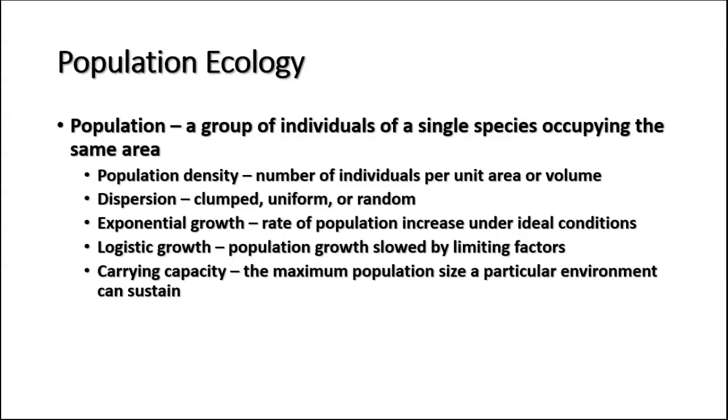Dispersion, of course, is how the population is spread out. The dispersion patterns we talked about were clumped, where you have clumps of groups of the population; uniform, which is evenly distributed; or random, that's just randomly distributed. Exponential growth is when you have population increase under ideal conditions. There's plenty of food, plenty of space, plenty of water, no limiting factors. Logistic growth is when the population growth slows down because of limiting factors.